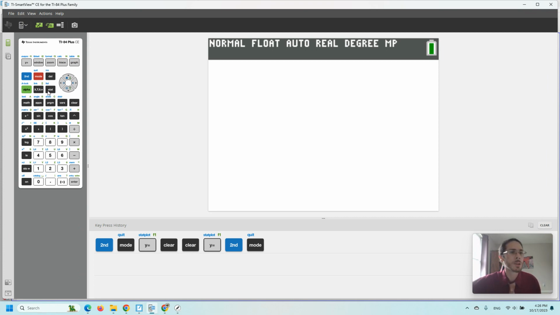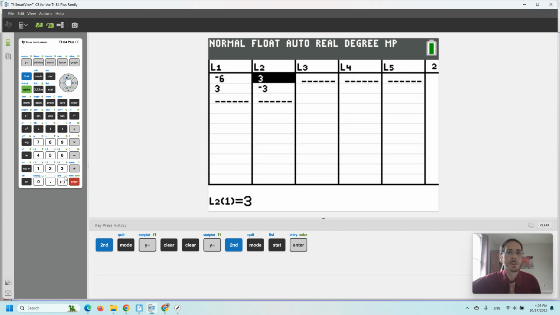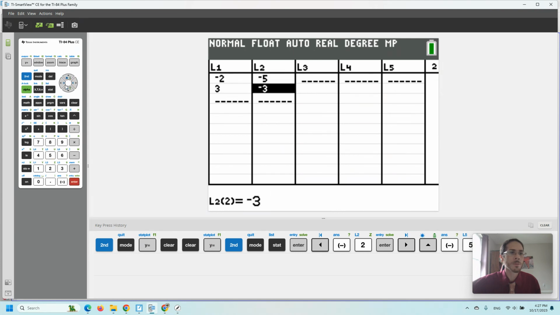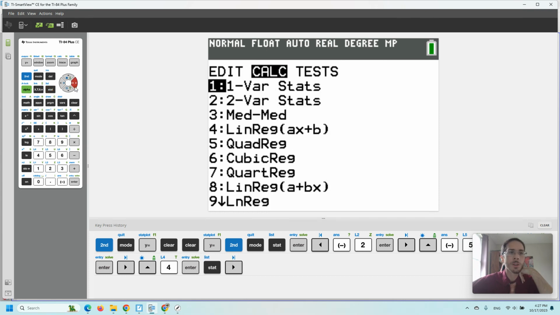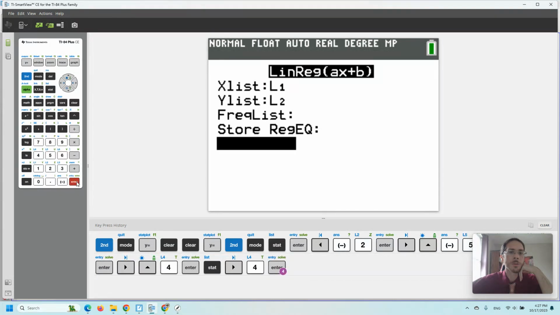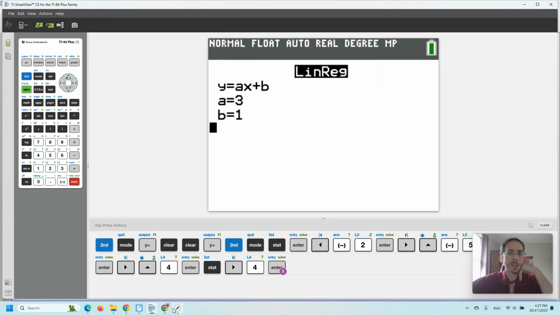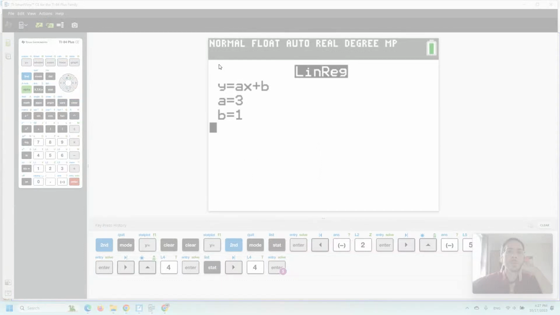To do that, we'll go into the stat menu. We'll go into edit, and then we got to put in our 2 points. So -2, -5, and then 1, 4. Now, if we do this, we're going to hit the stat button again. We're going to go over to calc. So we're going to hit the right button right here, this little right button. And then number 4 for the linear regression. We want to pick the linear regression because we're doing straight lines. Press enter a few times, and we get the same thing. We get a equals 3, b equals 1.